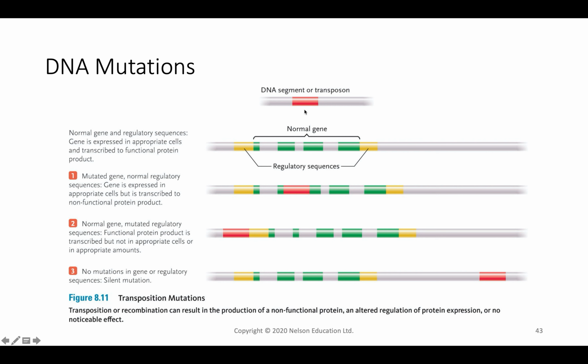So this would say if a transposon jumped in here, or if a transposon jumped upstream, we'd have regulatory sequences that might be mutated. And although the functional product would be transcribed, it might not be transcribed at the right amount. It might be too much or too little. If the jumping gene or transposon ended up downstream, this would be a silent mutation where nothing would happen. So depending on where the transposition jumps in, right?